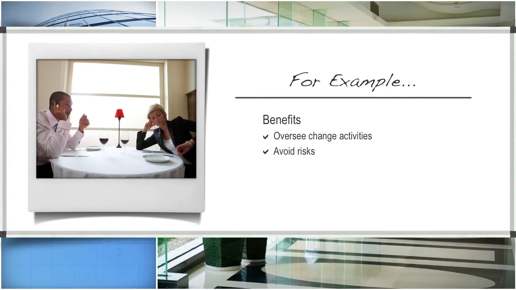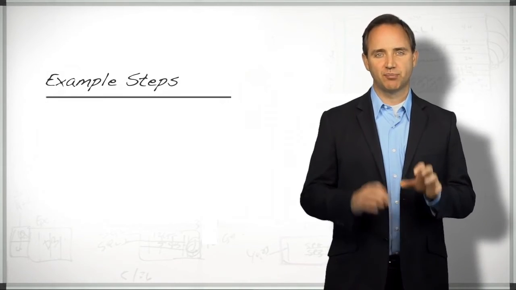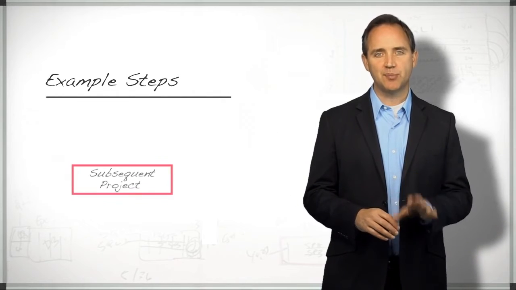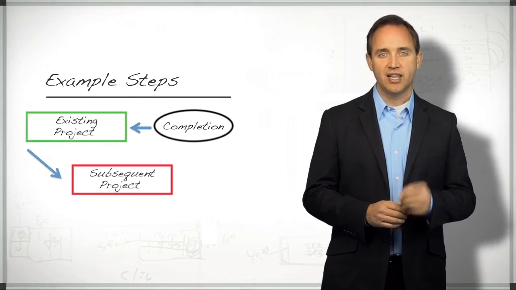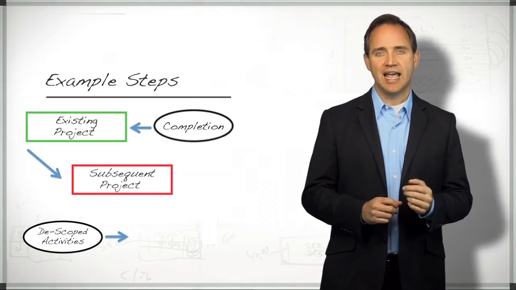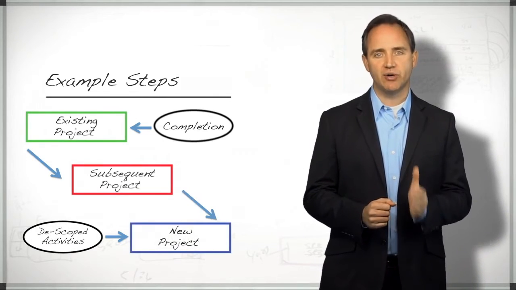In some instances, the project manager may elect not to incorporate the change into a project simply because the timing of the change would have a negative impact on the overall project deliverable. In this type of example, the project manager would recommend a subsequent project to be initiated upon completion of the existing project that will take the de-scoped activities and incorporate them into the newly created product.